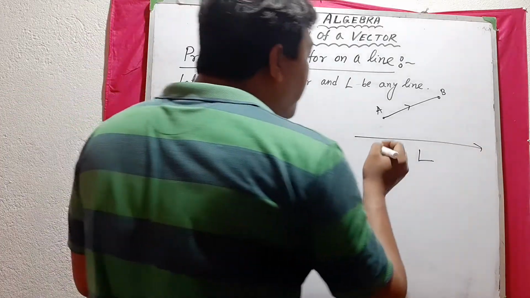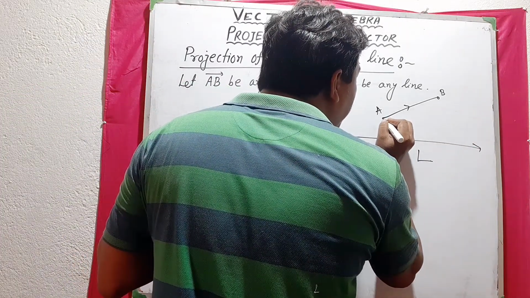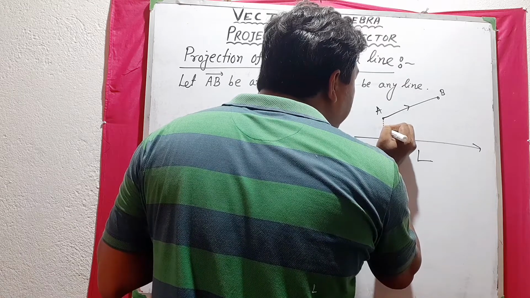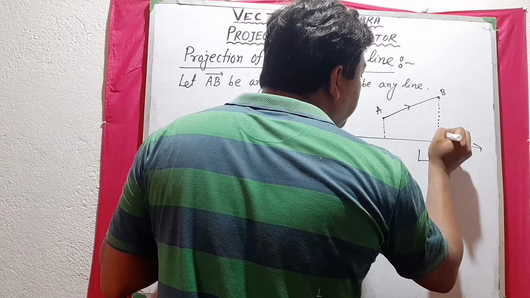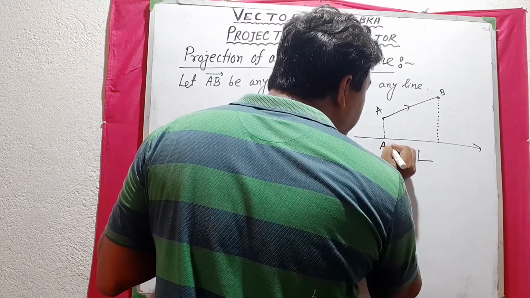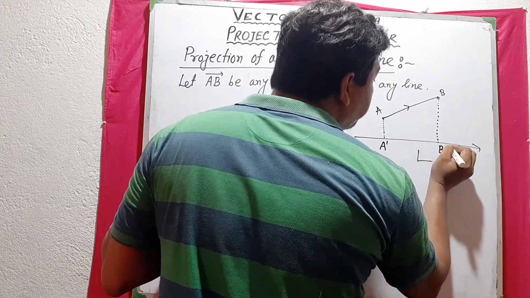First we draw the picture. We draw the perpendicular from A to the line L and meet at the point A prime and B prime.